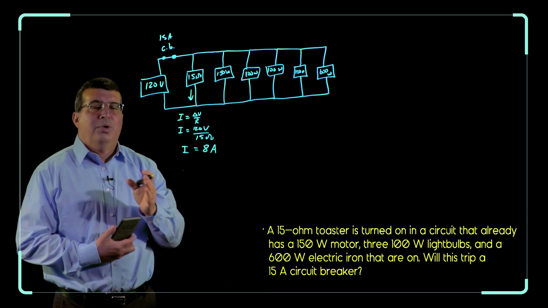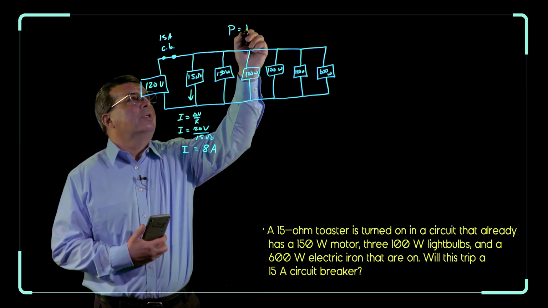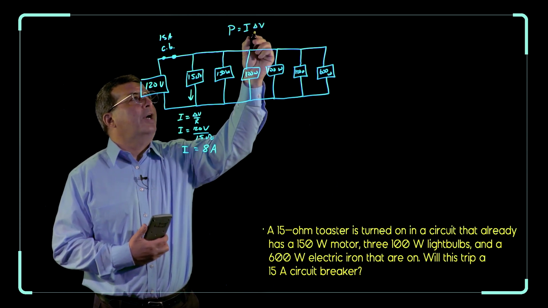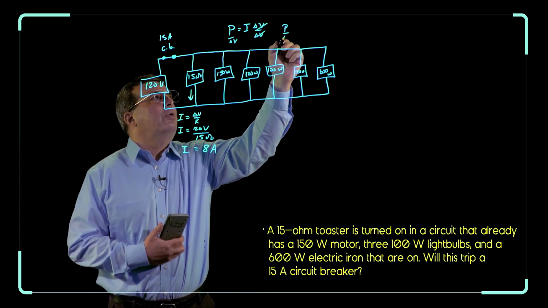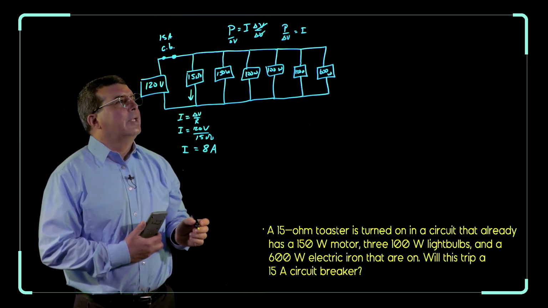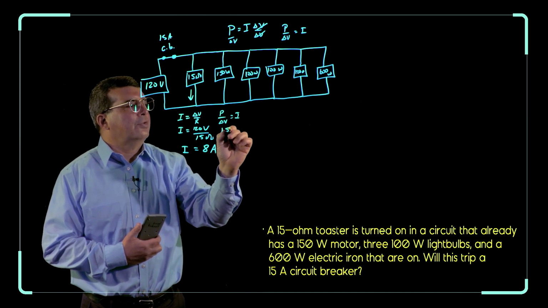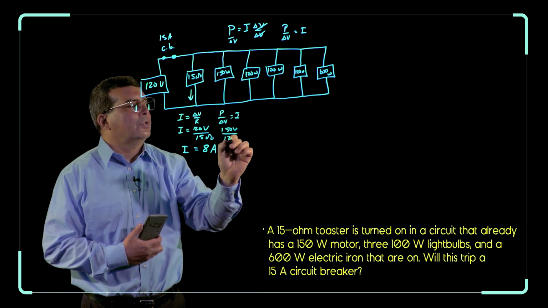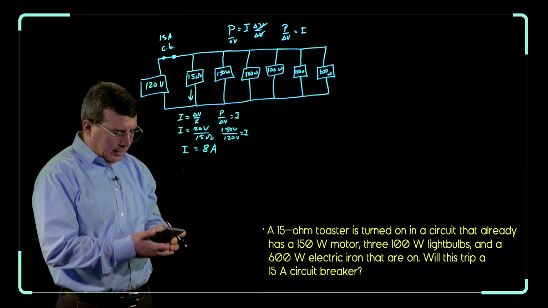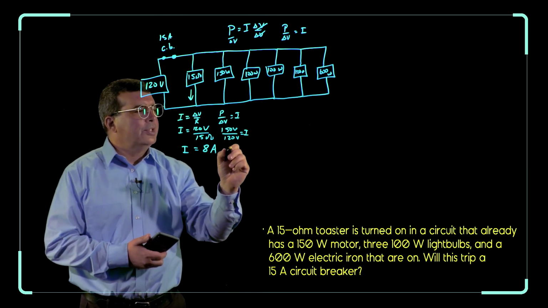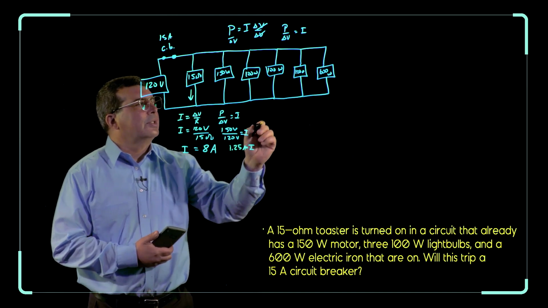Now, for the rest of these devices, we don't know their resistance. We know their power. So for that, we'll have to use power is equal to current times voltage, or dividing by voltage, which cancels out voltage. We have power over voltage is equal to current. So I have 150 watts over 120 volts is my current through the motor. So 150 divided by 120, that is 1.25 amperes is my current.